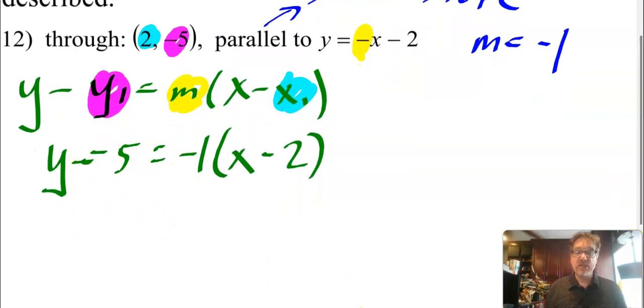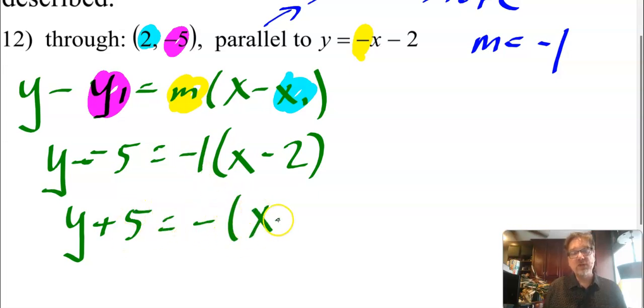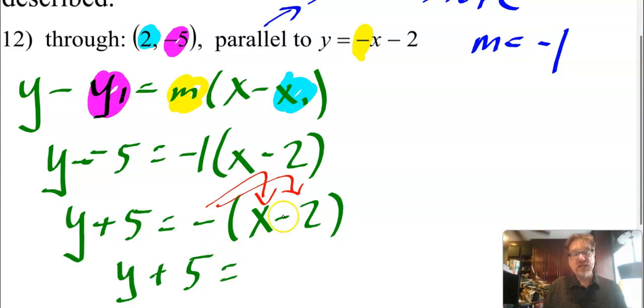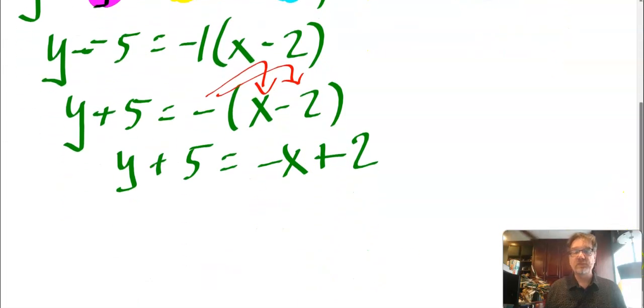No one says minus negative 5. We say y plus 5 equals negative. I'm just going to leave the 1 off. We understand it's there. Now I can distribute into the parentheses. y plus 5 equals negative 1 times x. Negative 1 times negative 2 is a positive 2.